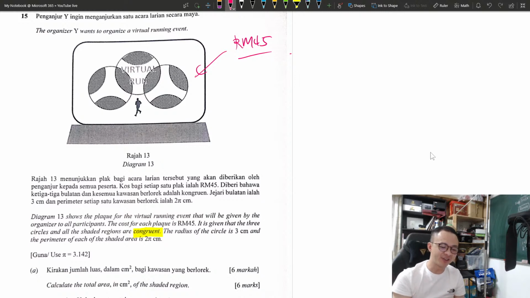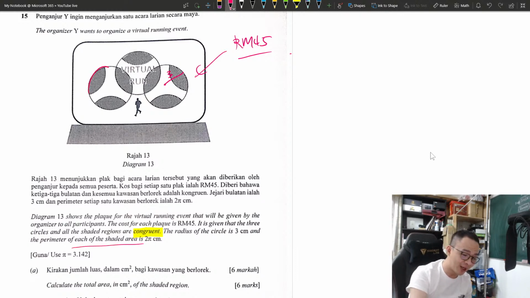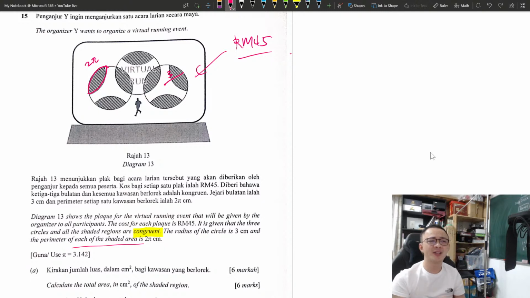So the radius of the circle is 3 centimeters. So at least I know the r is 3. Alright, this is some information I have. And the perimeter of the shaded area, each of the shaded areas, is 2 pi. So basically this one plus this one is 2 pi. Okay, this is all the information we have. So calculate the total area of the shaded region. They give us 6 marks to find the total area. So yeah, we can see a lot of shaded areas here, but we want to find the total.